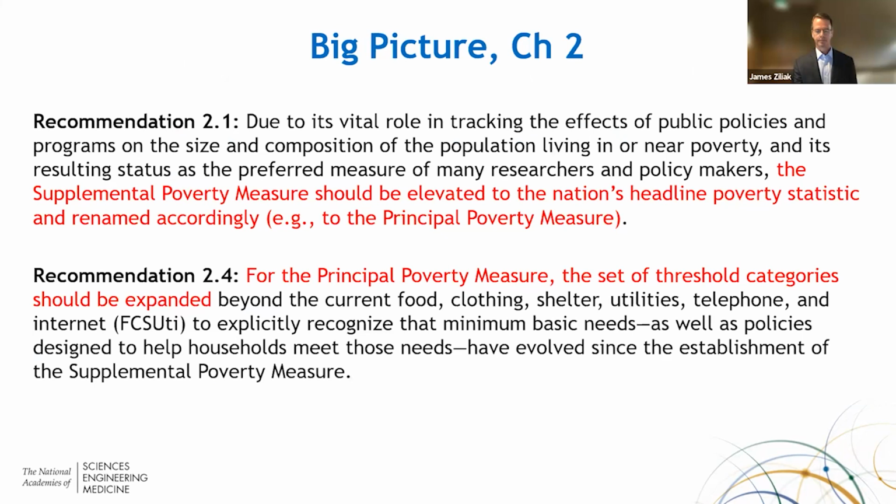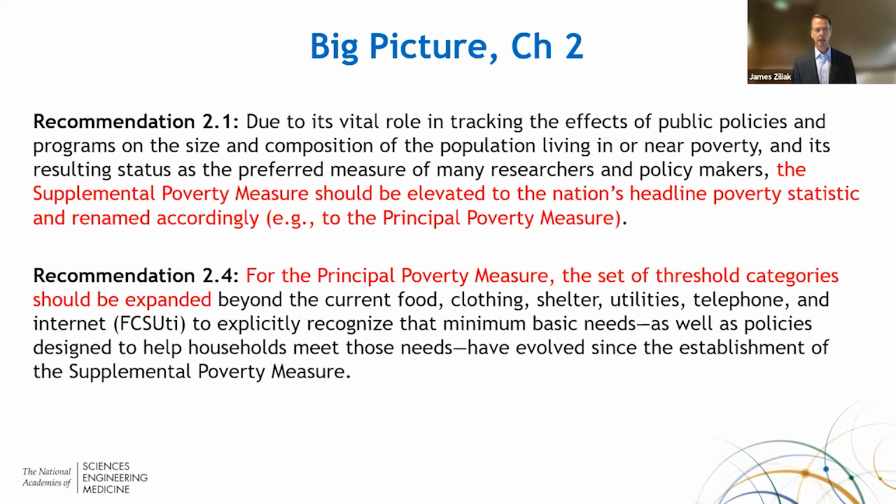Now, the key recommendation to begin our report is that due to its vital role in tracking the effects of public policies and programs and the size and composition of the population living in or near poverty, the panel has recommended that the supplemental poverty measure should be elevated to the nation's headline poverty statistic and renamed accordingly. The panel recommends the name of the principal poverty measure, or the PPM. Okay, so again, this is going to be for statistical purposes only.